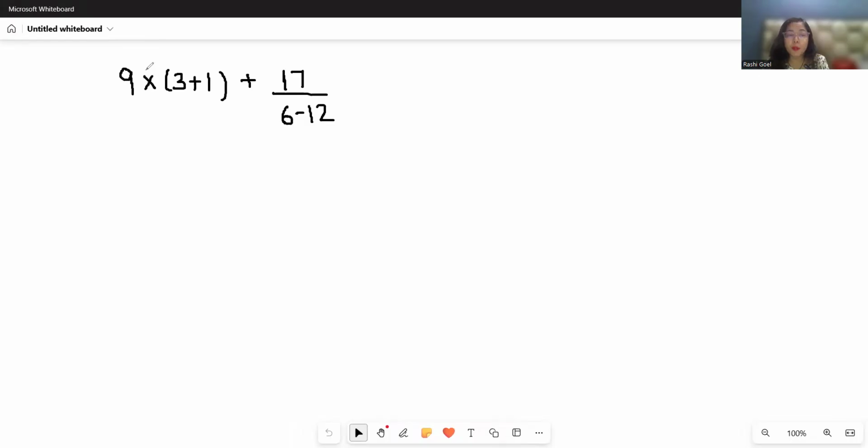When you have multiple operations given, that is multiplication, parenthesis, then addition, then fraction, you have to follow a rule, that is the order of operations, which is also known as the PEMDAS rule. With the help of this rule, we select which operation we should choose first and how to start the question.